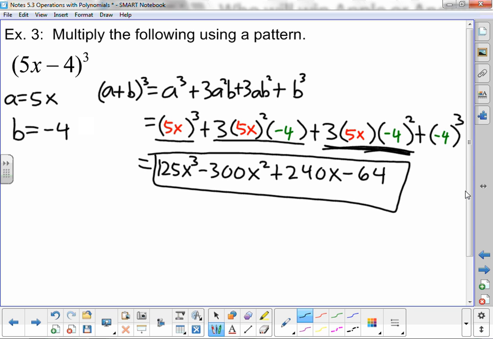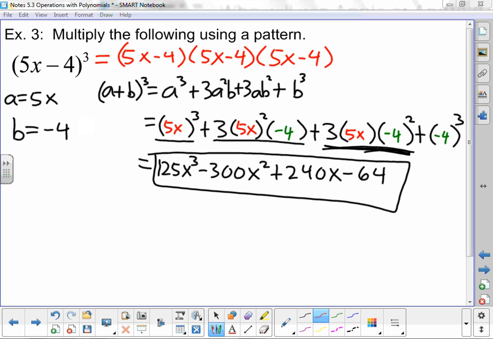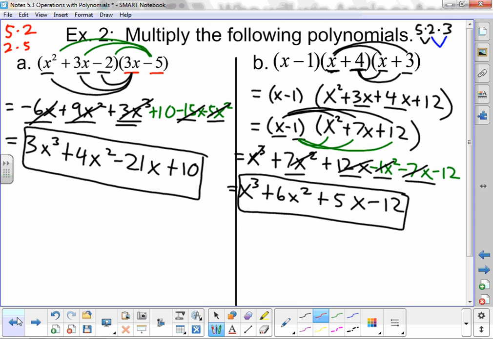Now, alternatively, that's considered the shortcut, because the other way you would do this is 5x minus 4 cubed. So if you forget the quote-unquote pattern, what you could do, I'll do this in red, is 5x minus 4 times a 5x minus 4 times another 5x minus 4. So what you would do is multiply this out triple, and you'll end up with something along the lines of this problem that we did before, where you'd have to multiply it out, then multiply it again, and then combine like terms and get down to here.